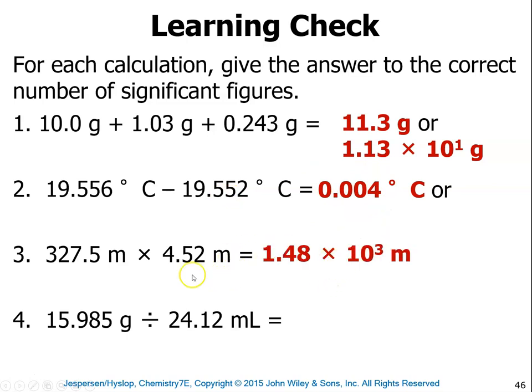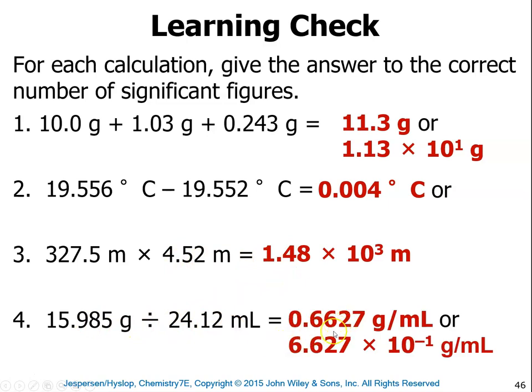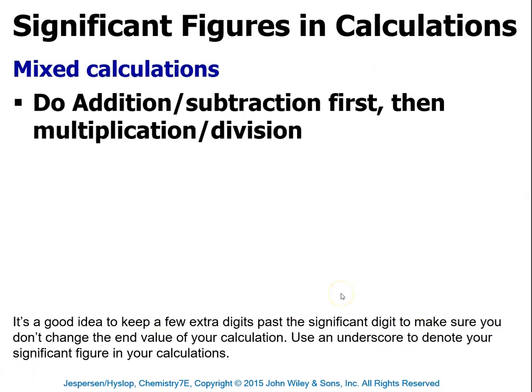For number 3, we're doing multiplication, so we're just going to look at the total number of significant figures, and then we're going to end up with that being the final answer with 3 significant figures. And division, again, we have 4 versus 5, so we'll end up with 4 significant figures for number 4. And finally, if you're doing mixed calculations where you're doing addition and subtraction, typically you're going to do the addition, subtraction first, and then multiplication and division for defining this.